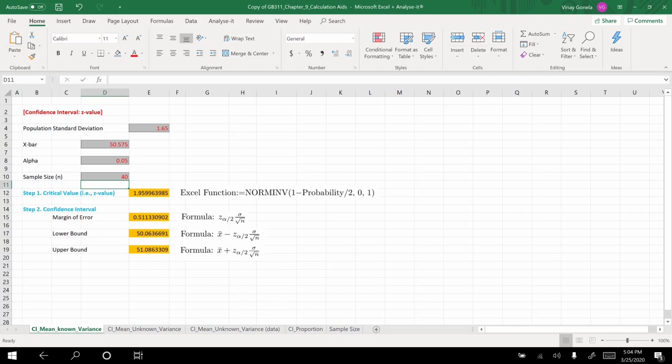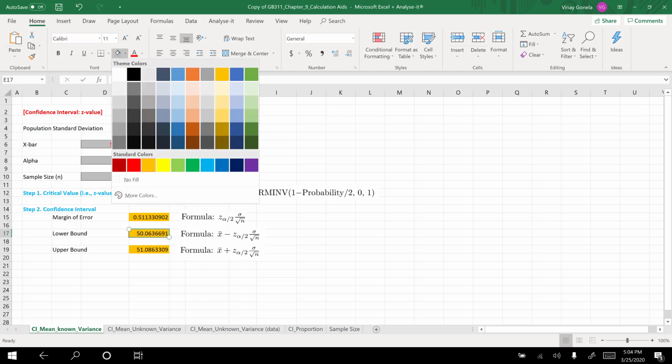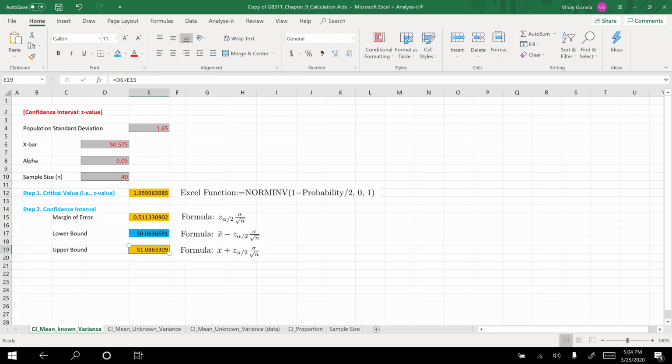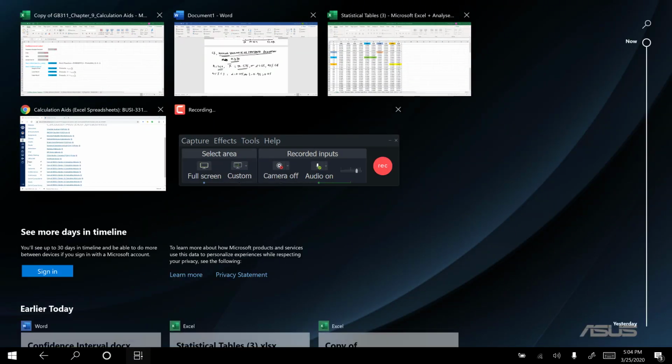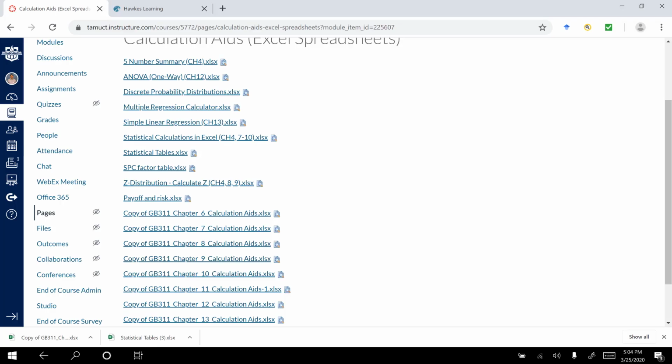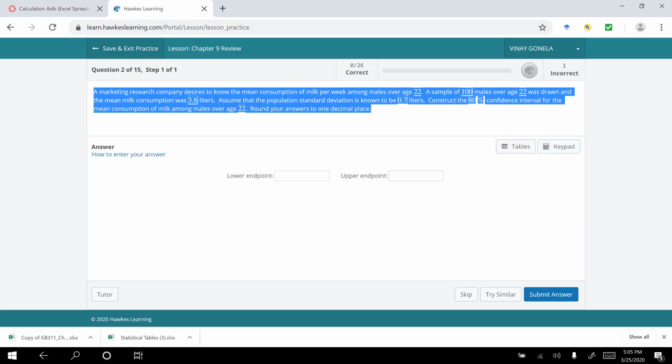You'll get 50.063 and 51. So this is our lower bound, and this is our upper bound which we got, and the critical value is 1.96. The margin of error is 0.511. So this is how you are going to solve a problem on confidence interval. So let's try and see whether we can solve a problem on this.